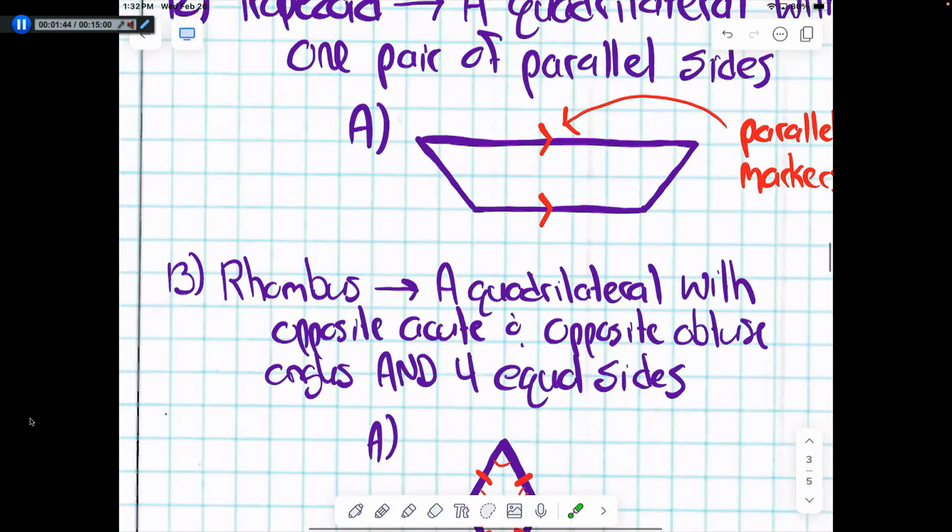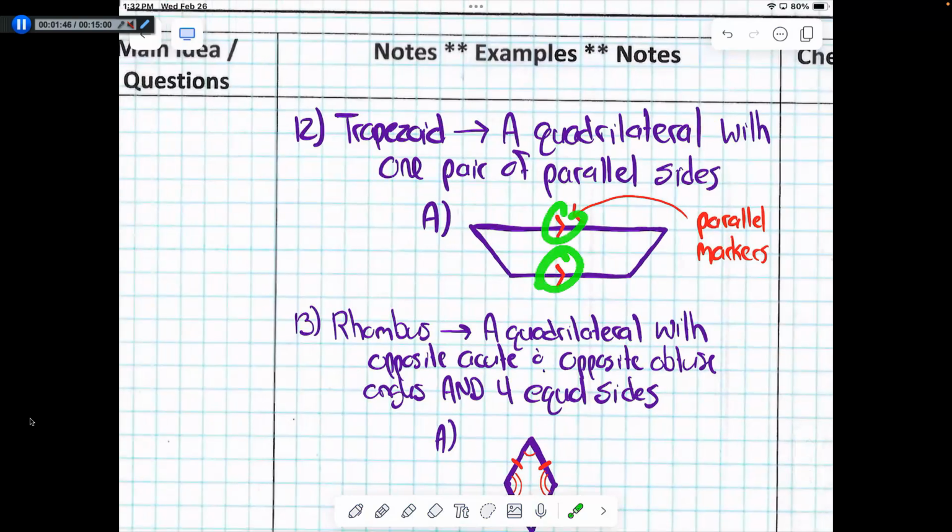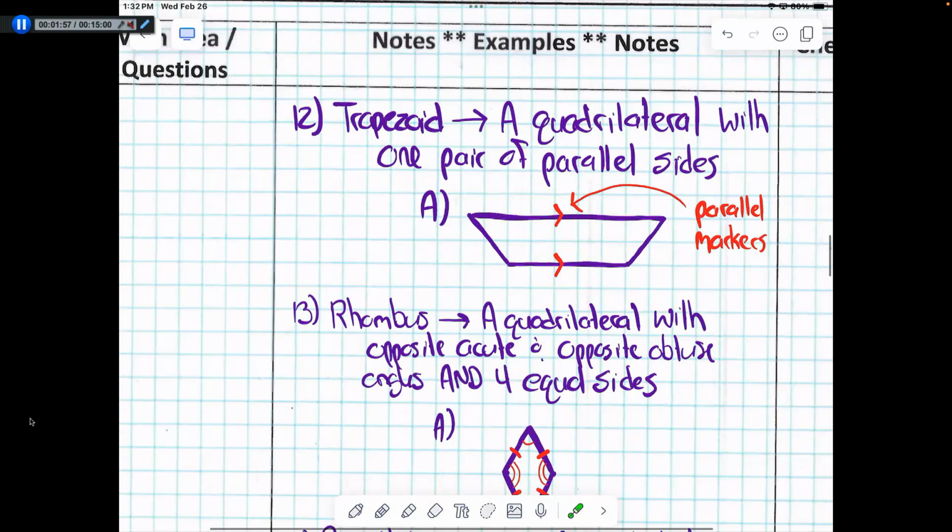I'm going to skip down here. Oh, what are these lines? What do these lines mean? So this trapezoid has parallel markers, and it's telling us that these two lines will never what? Touch. They'll never touch because they're parallel, right? Yes. Okay.